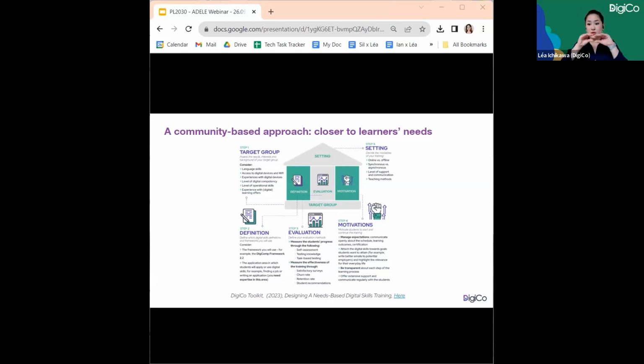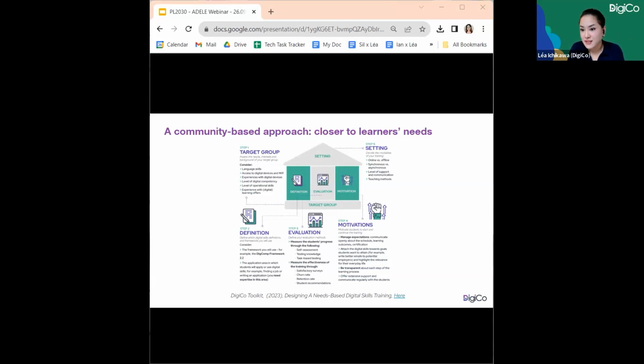So once you get to know that very base, that foundation of your house, then you will be able to start defining your training, and then defining your evaluation methods, making sure that people are motivated, and then the setting. The last one is actually the format. Is it online or offline? Is it synchronous or asynchronous? How much support do you give to your learners?